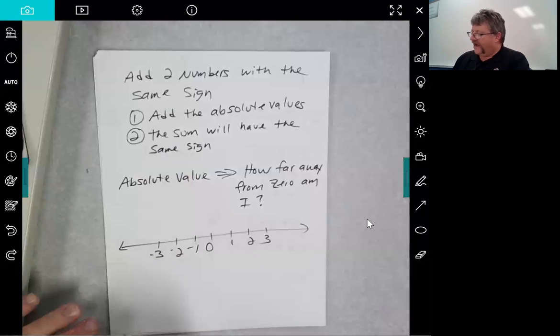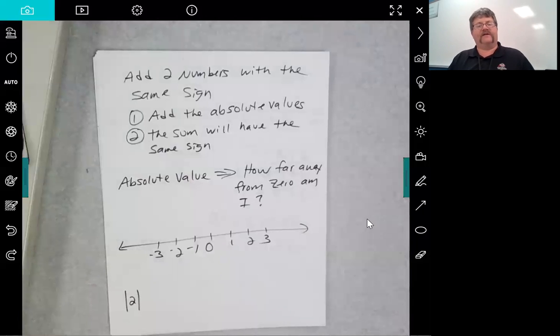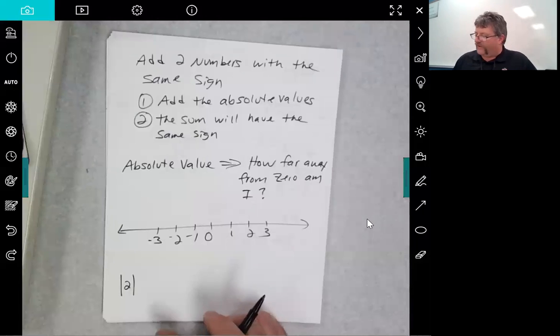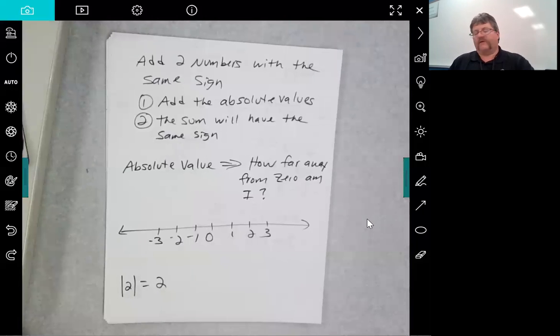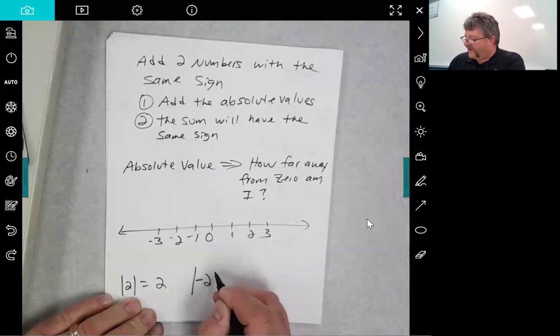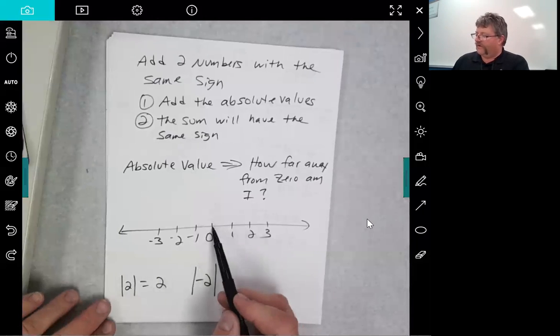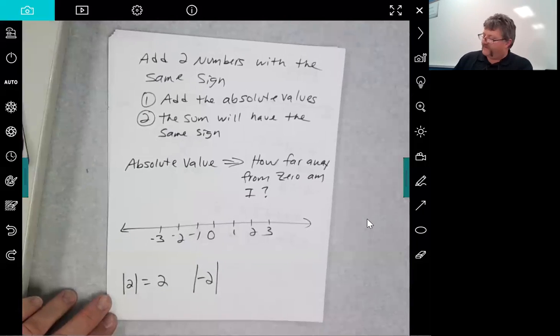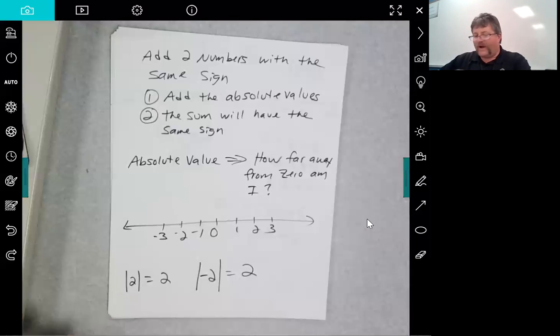Absolute value is shown with these vertical bars, and I put the number inside. That's asking, what is the absolute value of 2? That question says, how many steps away from 0 is the number 2? 1 step, 2 steps. The absolute value of -2 asks the same question. How many steps away from 0? I don't care which direction. Go to 0, walk to -2, and tell me how many steps you walk. You walk 2 steps, right? So an absolute value wipes out the sign of anything inside it. It just wants to know distance away from 0.